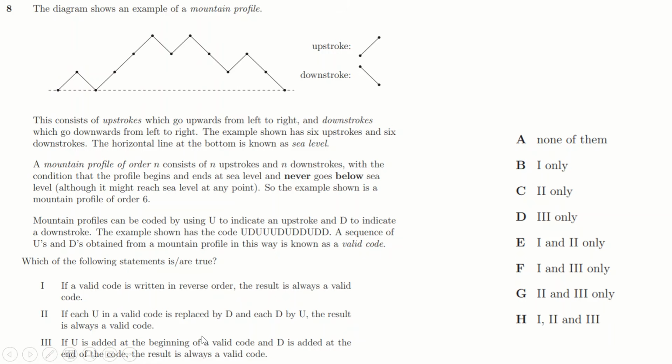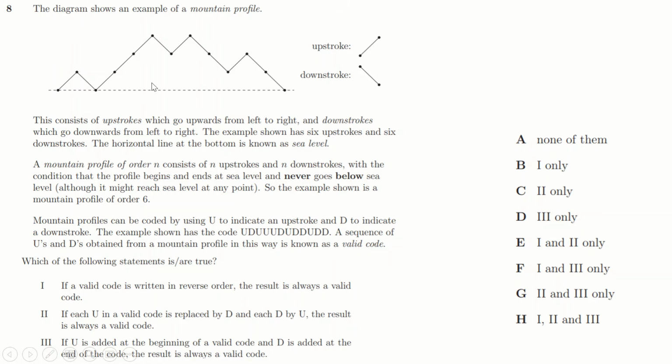I can't do this. If U is added to the beginning of a valid code, so I'm going to add an extra U into here, and then I'm going to add an extra D to the end. Now that's important because if I add an extra U, I have to add an extra D to make it match and be in the same place as I finish. The result is always a valid code.